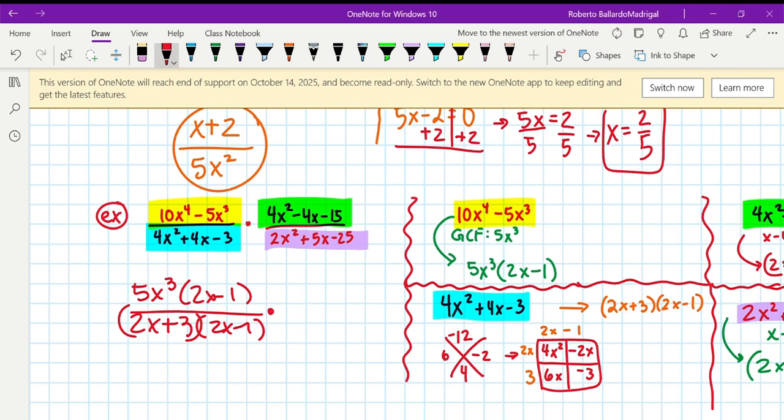Okay. From the numerator on the right-hand side, we got 2x plus 3 and 2x minus 5, and 2x minus 5 over x plus 5.